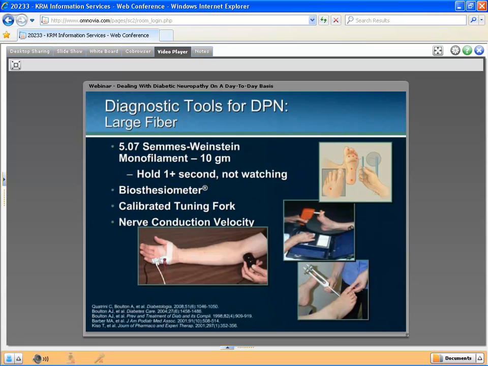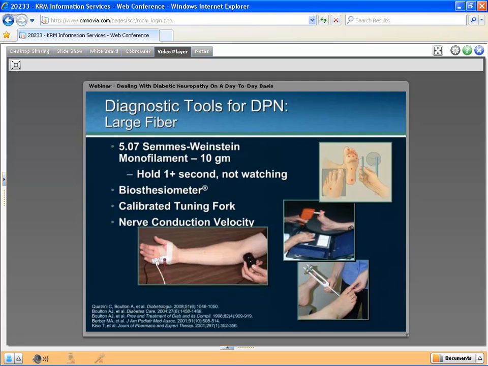Here are the pictures that go with what we were just talking about. The upper right hand is showing the Semmes-Weinstein monofilament. The 5.07 Semmes-Weinstein is the standard tool for testing the bottom of the foot. And the correct way to do this is to hold the monofilament and touch it to the metatarsal heads. Hold it for about a second and a half. You bend it till it makes a C and hold it for a second and a half.